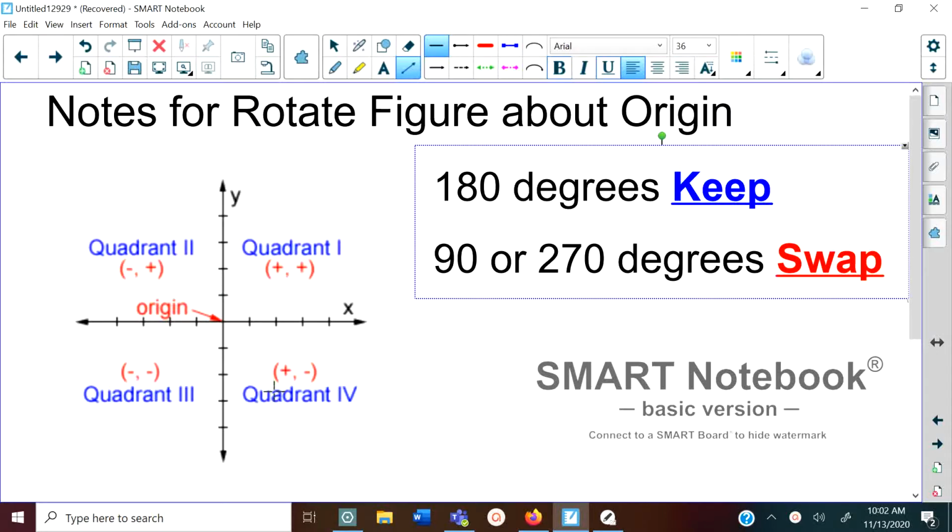The next thing to keep in mind is how much you're rotating, and this is just shorthand so you can remember it, and it's going to make more sense in a minute. If it's a 180 degrees rotation, you keep. If it's 90 or 270 degrees, you swap. And you're like, keep, swap, what does that mean? Don't worry, it's going to make sense in a minute. But that's what you need to remember: 180 keep, 90 or 270 swap. And then you need to know the positive and negatives per the quadrant. Okay, so let's take a look at an example.